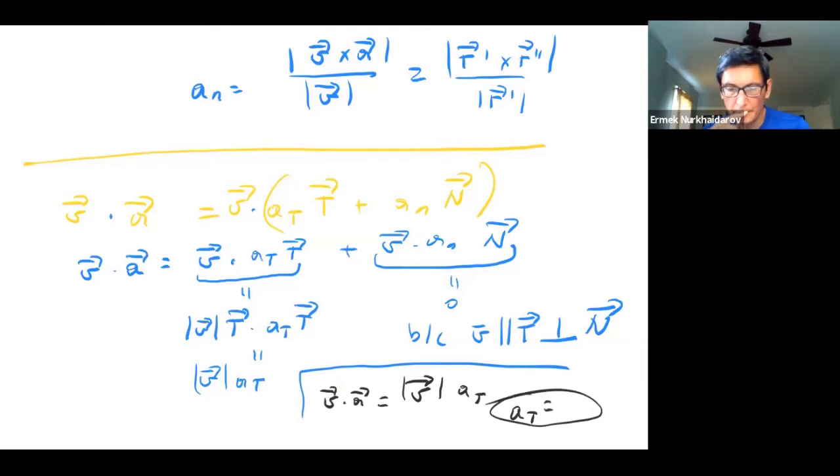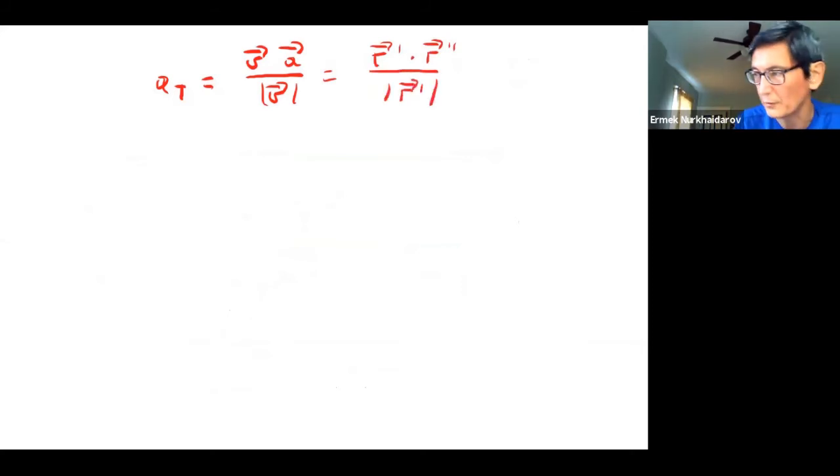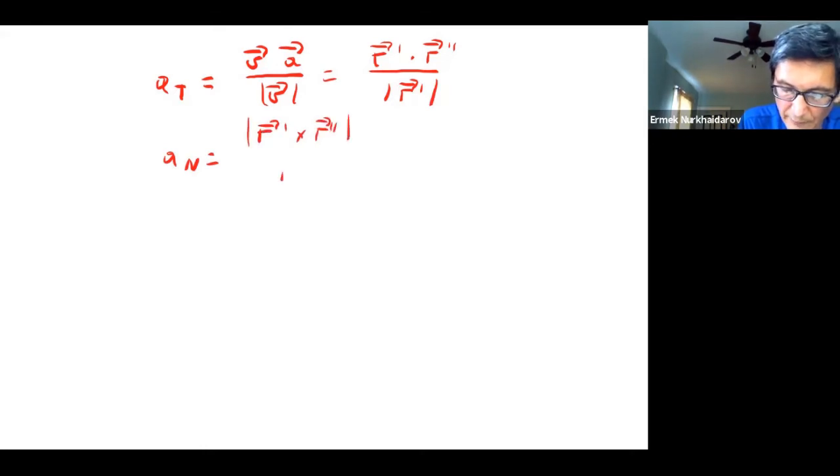Okay, so we get a tangential equals to dot product of velocity and acceleration divided by speed. So it equals to r prime dot r double prime over length of r prime. And again, similar formula for normal component. You essentially do something similar. So r prime cross r double prime, and you want to take its magnitude divided by length.